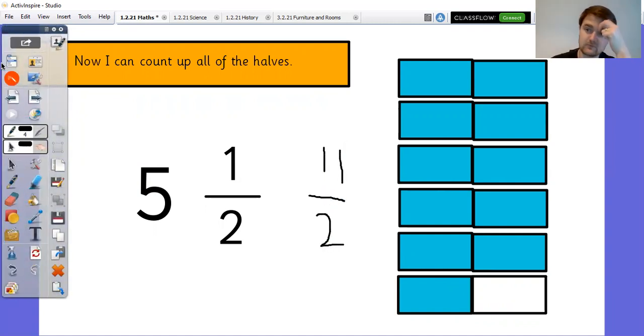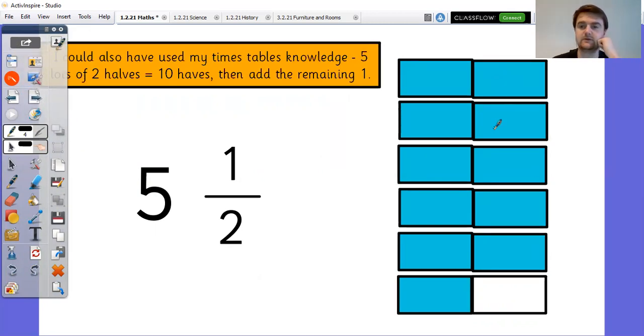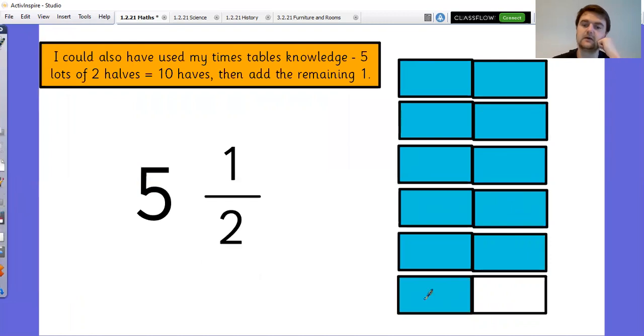Now, like last time where I counted up in 3s to help me, I could also count up in my 2s to help. So 2, 4, 6, 8, 10, plus the extra one, 11. So I know that 5 and a half is the same as 11 halves.